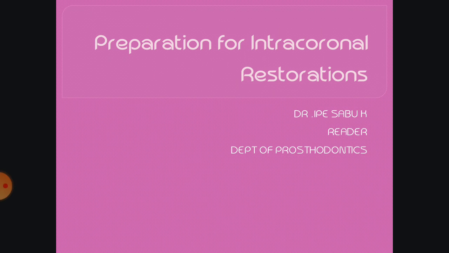The topic for interaction today is preparation for intracoronal restorations. Intracoronal restorations are restorations which are fabricated within the crown, within the cuspal inclines or within the tooth. Inlay is considered the simplest of the intracoronal restorations. The other intracoronal restoration we will be dealing with today will be onlays. So in intracoronal restorations you will have inlays and onlays. We will start with the interaction.